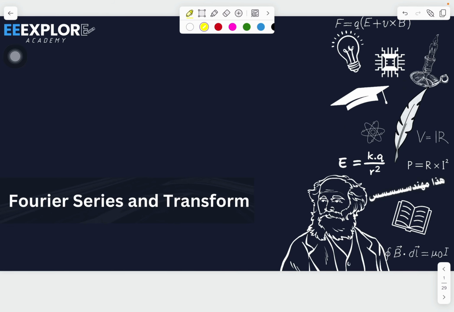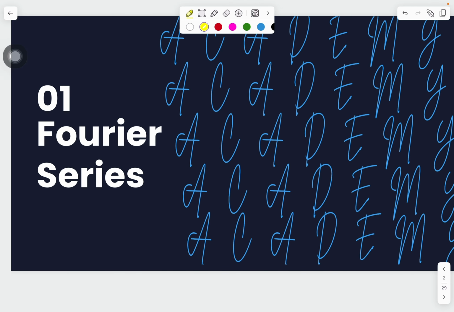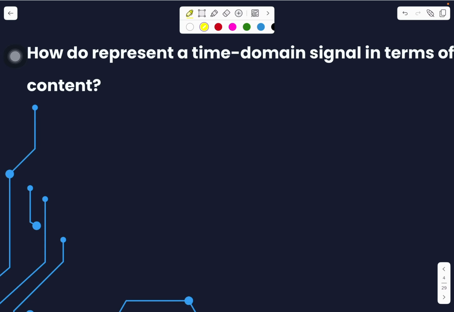In this session, we will be discussing a Fourier series and Fourier transform. So let's begin our lesson plan, and we will start with the Fourier series. So how do we represent a time domain signal in terms of its frequency content, and why do we need to do that? So imagine we have, let's say, two music notes.